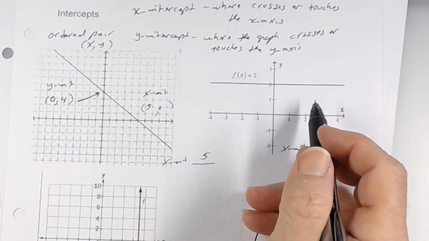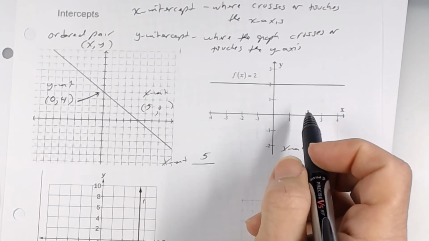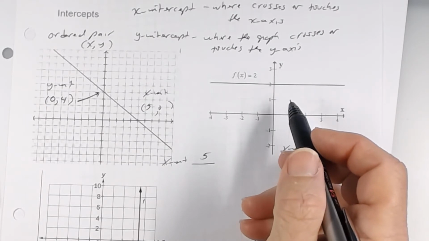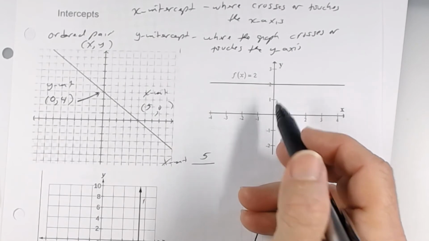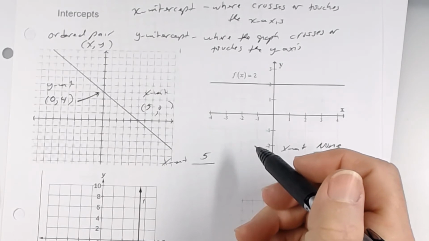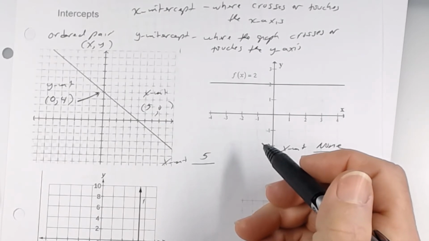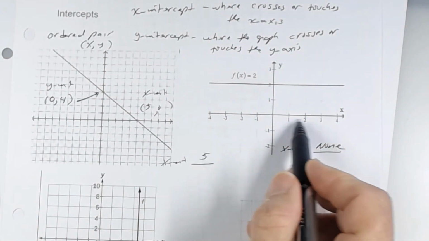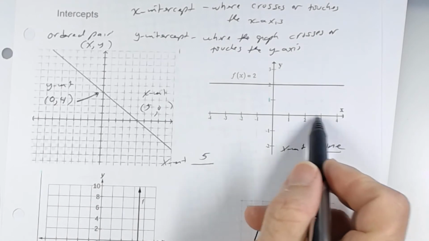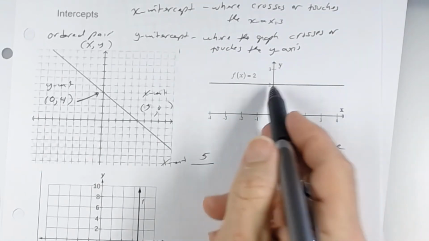Here's the question. Listen to the question before you answer. Do all horizontal lines cross the y-axis? Yes. Do all horizontal lines cross the x-axis? No. The answer to all is no. What if I asked you this: does at least one horizontal line cross the x-axis? Yes, it's y equals 0. That's the only horizontal line that crosses the x-axis. In fact, how many x-intercepts would there be? An infinite number.